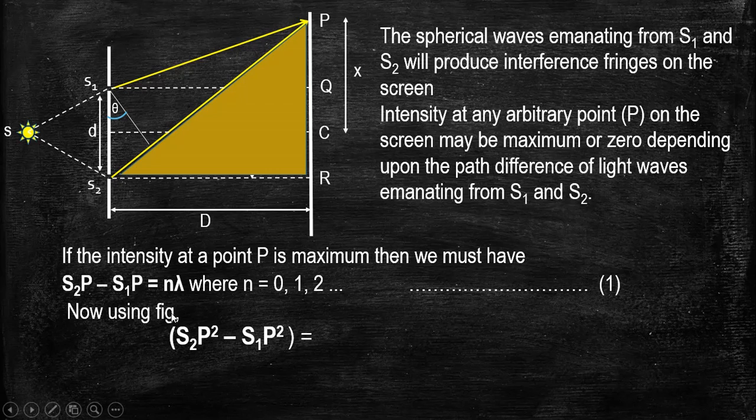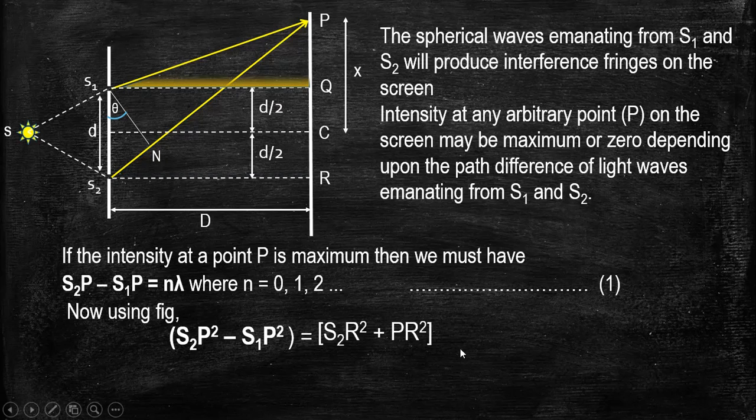After finding that out, I am going to find the value for S2P minus S1P. Applying the Pythagoras theorem, S2P square equals S2R square plus PR square. Then if you consider this triangle S1PQ, S1P square equals S1Q square plus PQ square.